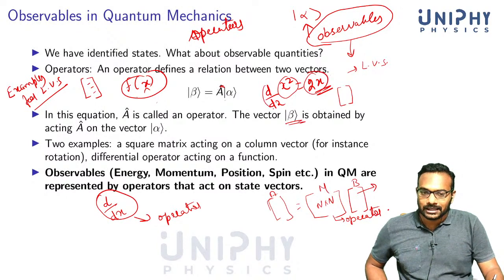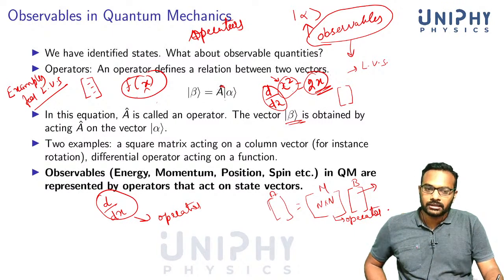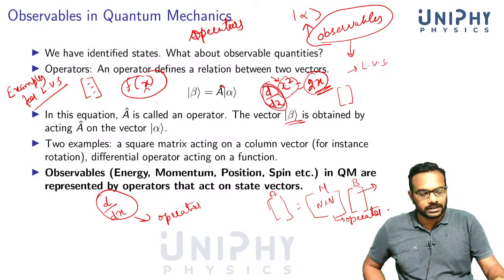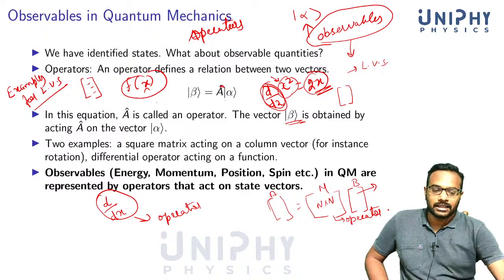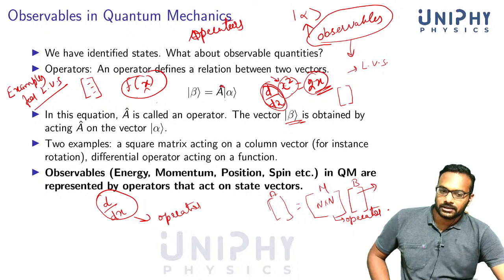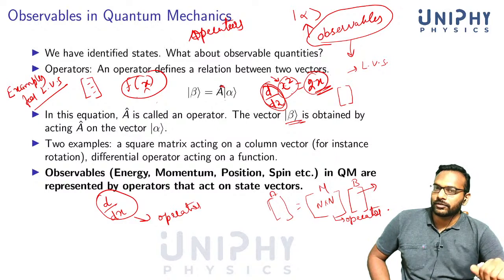So this is an example of an operator, because you take one vector, and this is an example of a vector, act an operator on it, and you get another vector. Or if you take one function, act an operator on it, you get another function. So differential operators are examples of operators. Also square matrices are examples of operators. You can say these are two different ways of representing an operator.